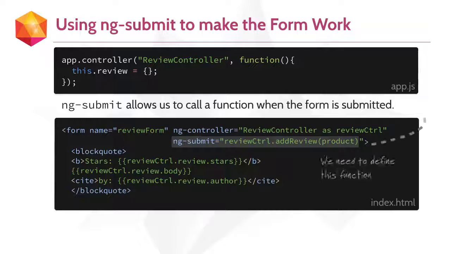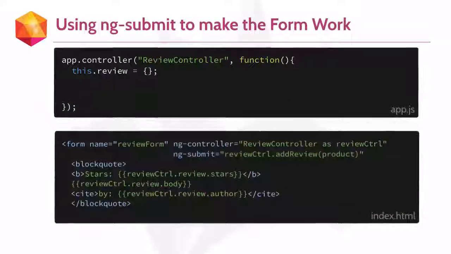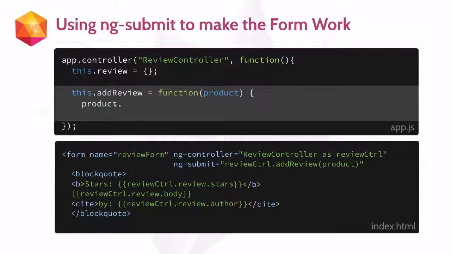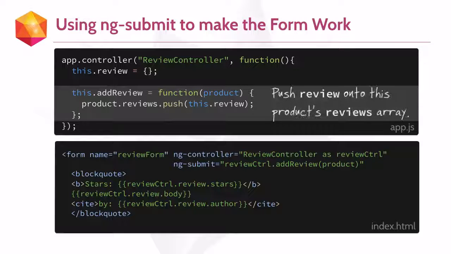Next step, we need to define this function inside of our review controller. So here's the addReview function. It takes in product as a single argument. Then we'll get the product's current reviews by calling product.reviews, and we'll push the controller's review, this.review, onto the reviews array.